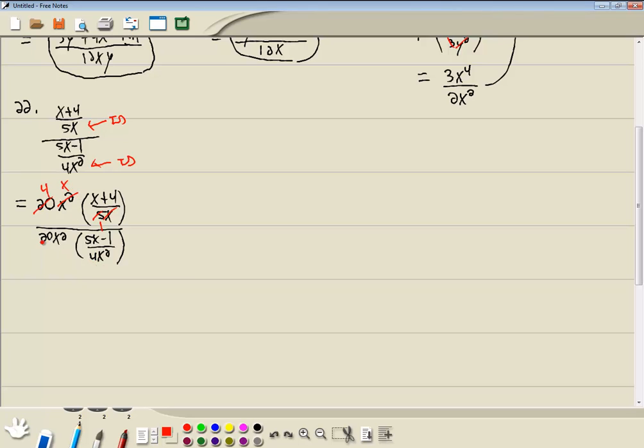4 and 20, both divisible by 4. 20 divided by 4 is 5. 4 divided by 4 is 1. And that x squared cancels with that x squared.